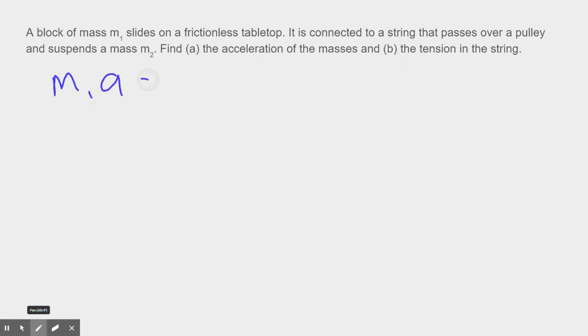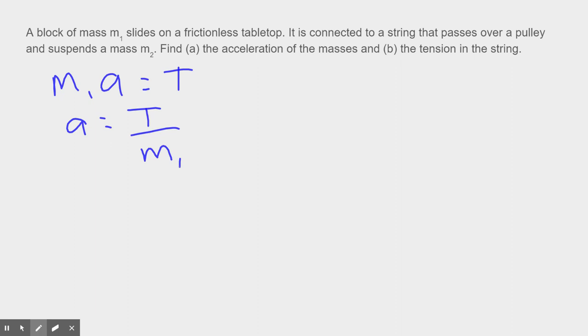So we had M1A equals T, which means A is equal to T over M1. We need to plug that into the equation.